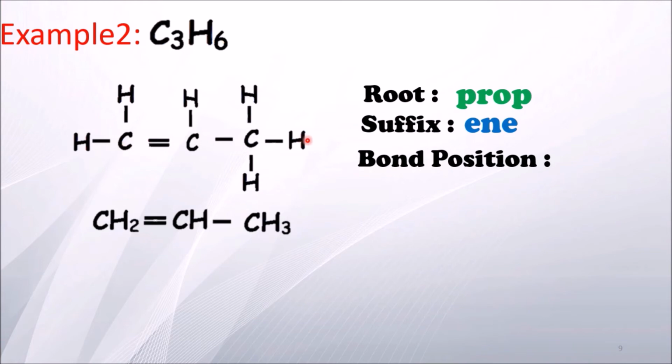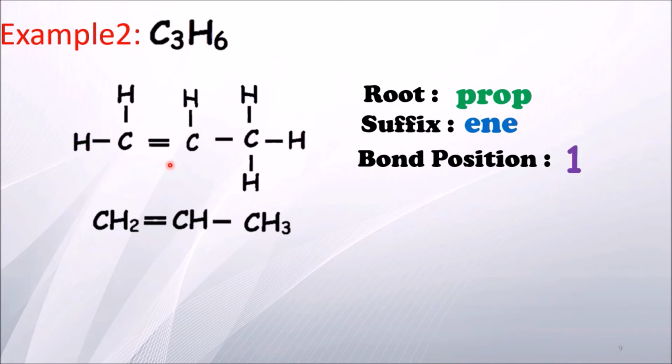But you can also try to count from the right to the left to see if you have a different number for the position. So let's count from right to left. 1, 2, 3. So when you count in that direction, the double bond would come after the second carbon. So the position is going to be 2. So we have 2 options to choose from, 1 and 2. We always go for the lesser number. So the double bond position is going to be 1.